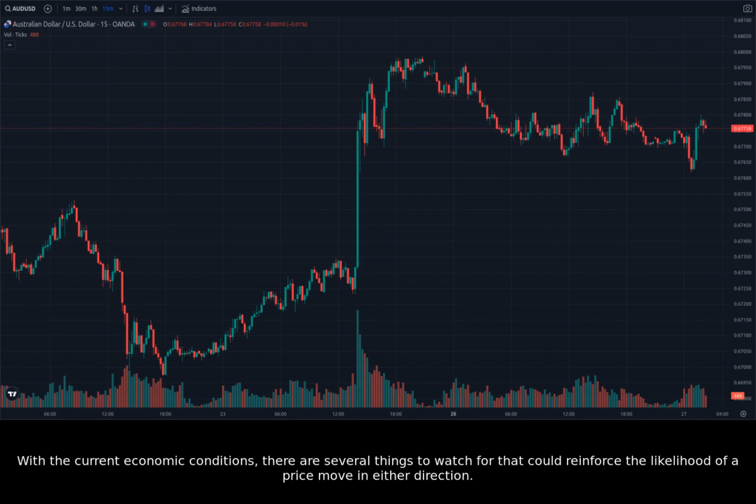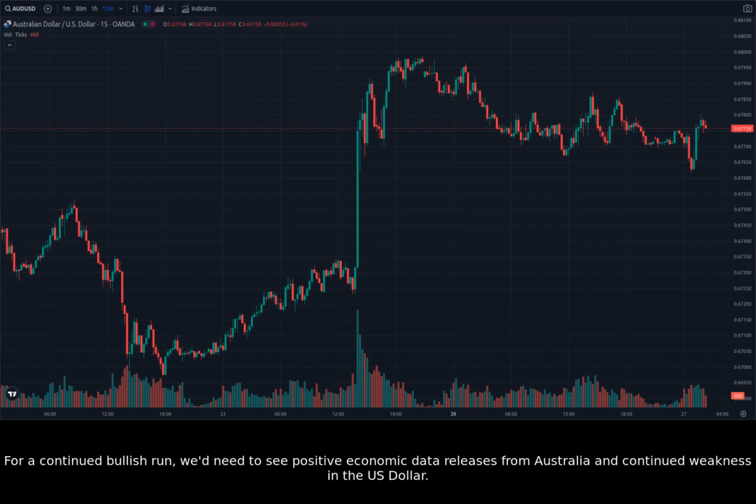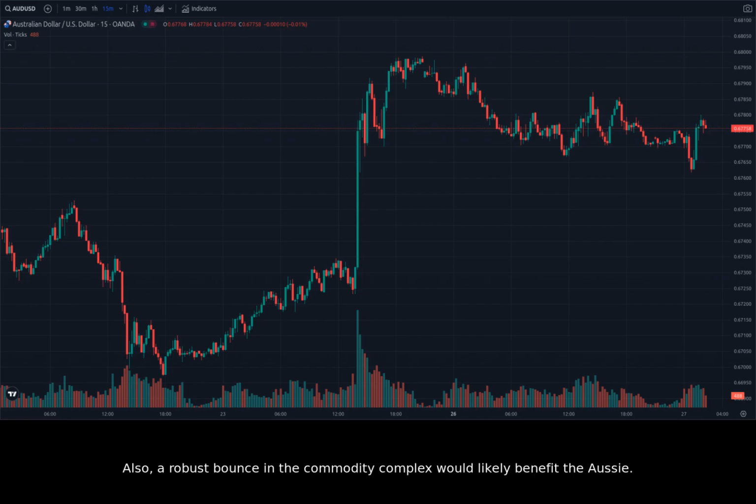With the current economic conditions, there are several things to watch for that could reinforce the likelihood of a price move in either direction. For a continued bullish run, we'd need to see positive economic data releases from Australia and continued weakness in the US dollar. Also, a robust bounce in the commodity complex would likely benefit the Aussie.